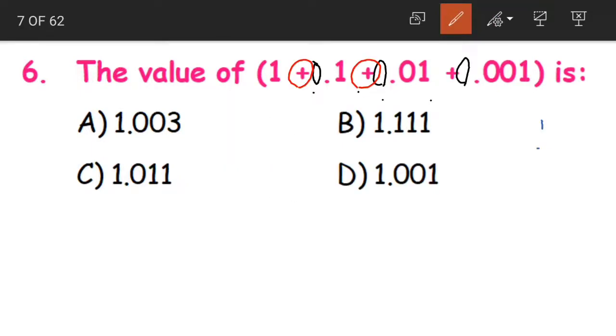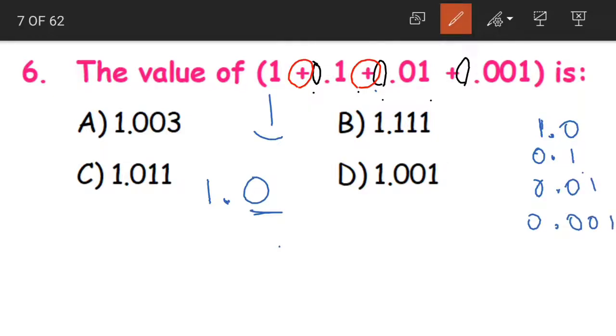1, then we have 0.1. 1 is nothing but 1.0. If you want to write 1 as a decimal number, it can be written as 1.0, with 0 in the decimal part, because there are no decimal places for 1. Next 0.1, 0.01, 0.001. See children, all the decimal points are one below the other. This is our correct arrangement.